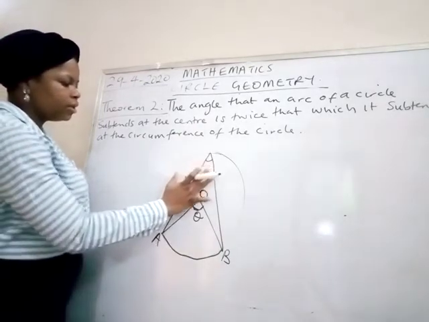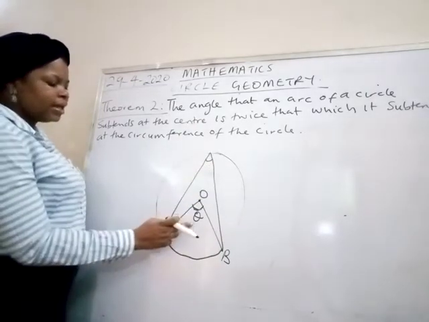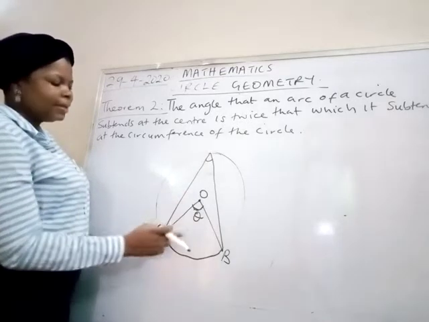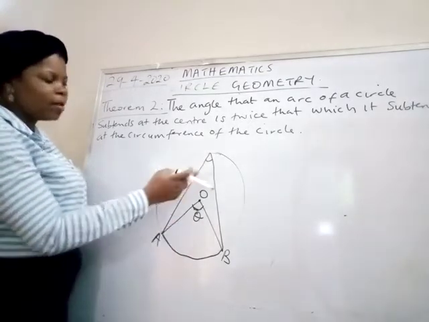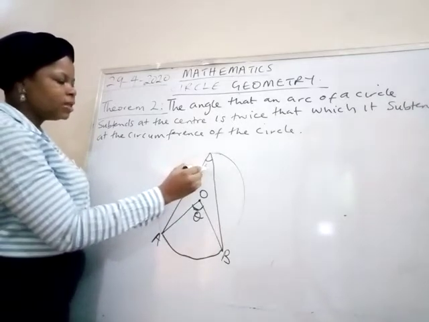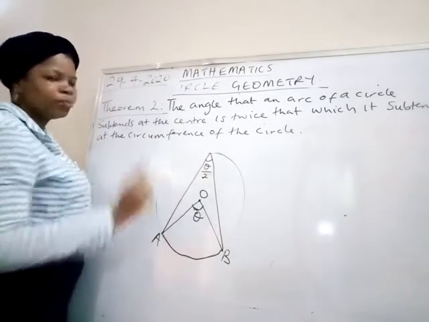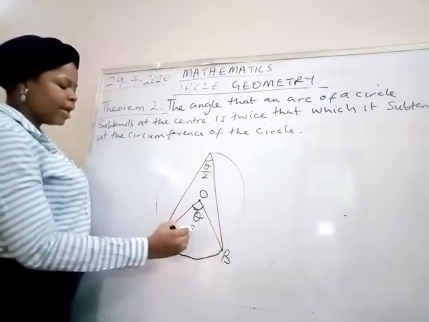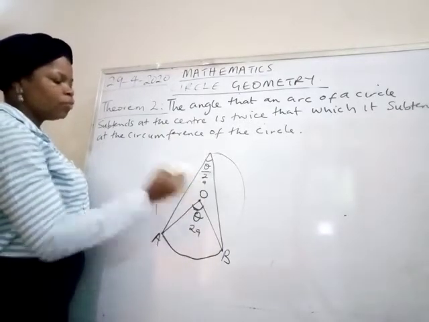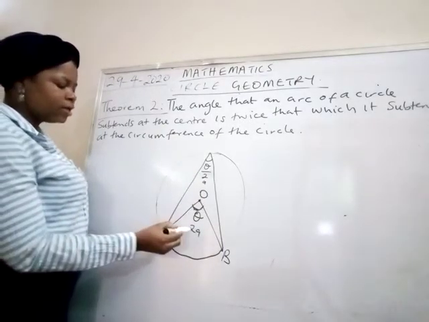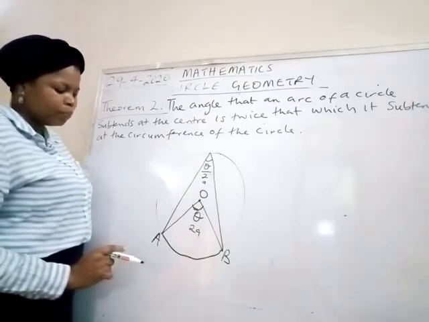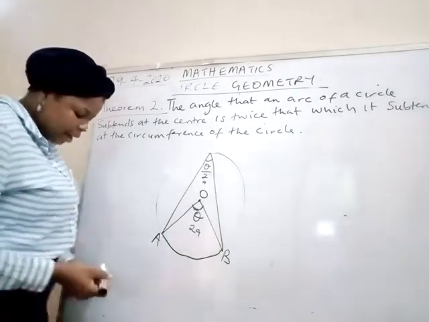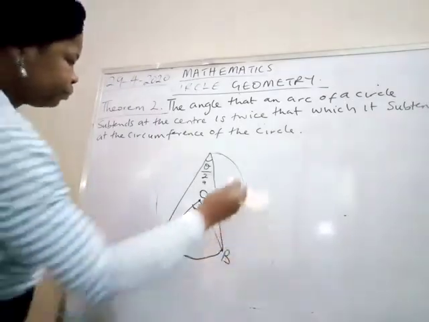Okay, let me change it. Now, if this is theta, and this theorem states that the angle at the center is twice the angle at the circumference, that means this is going to be theta over 2. If this is 2a, this angle here is going to be a. If this angle here is 100, this angle here will be 50, 100 divided by 2. So take note of that. Let me draw another diagram.